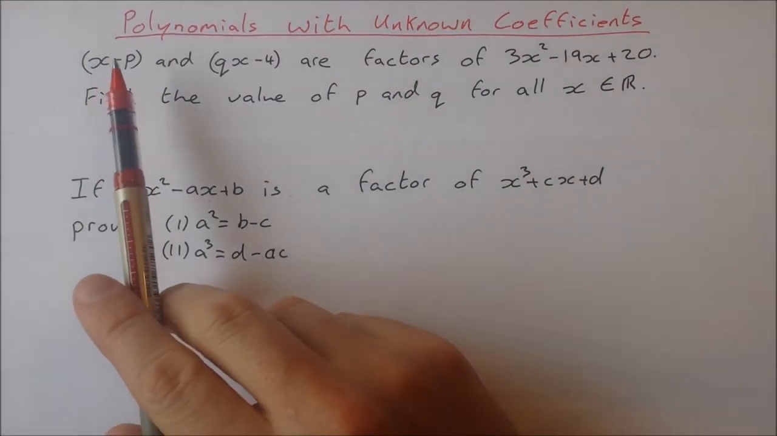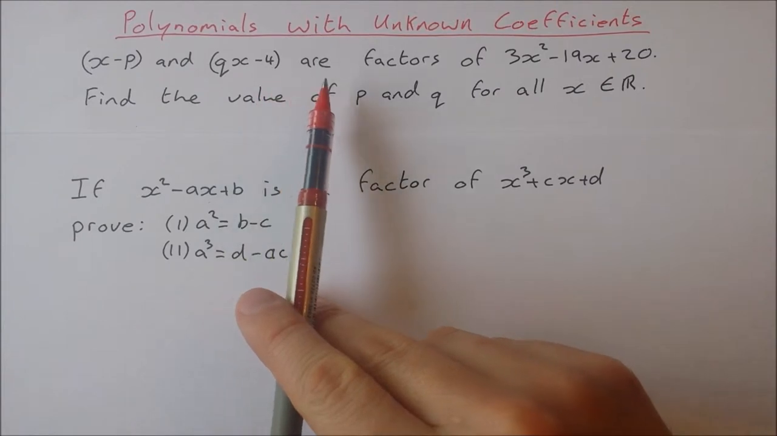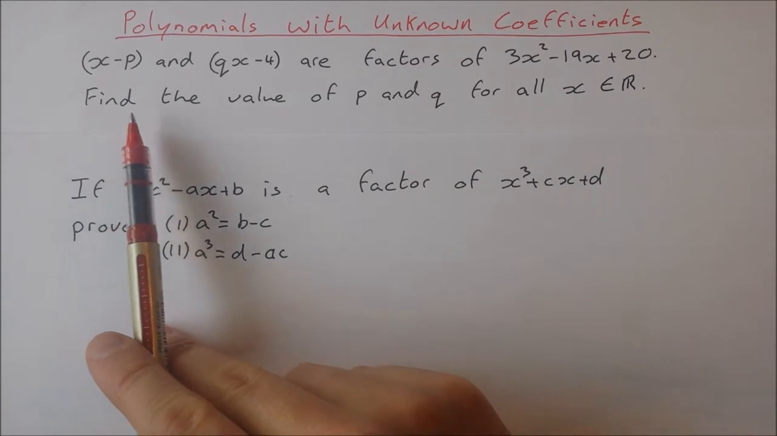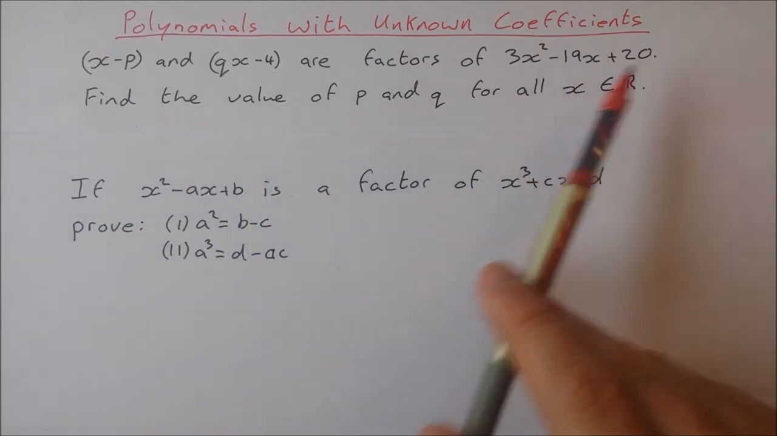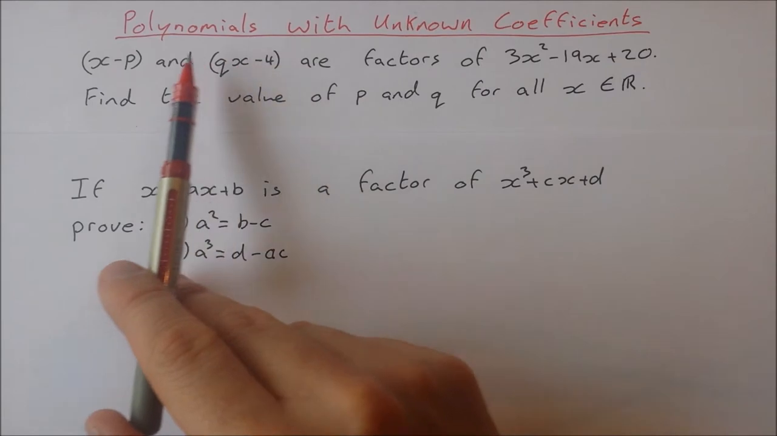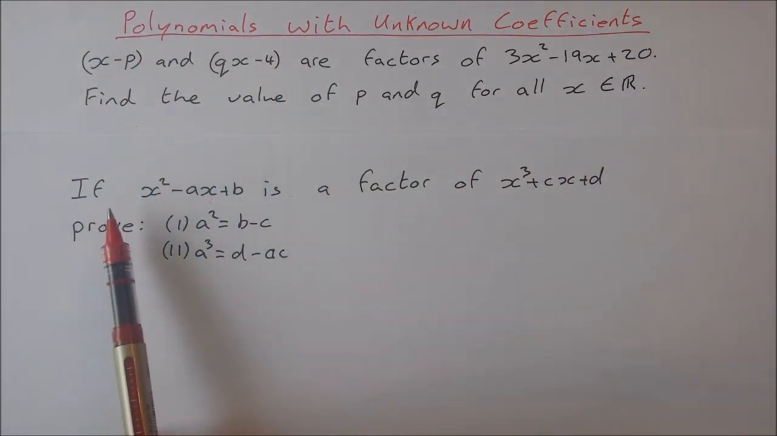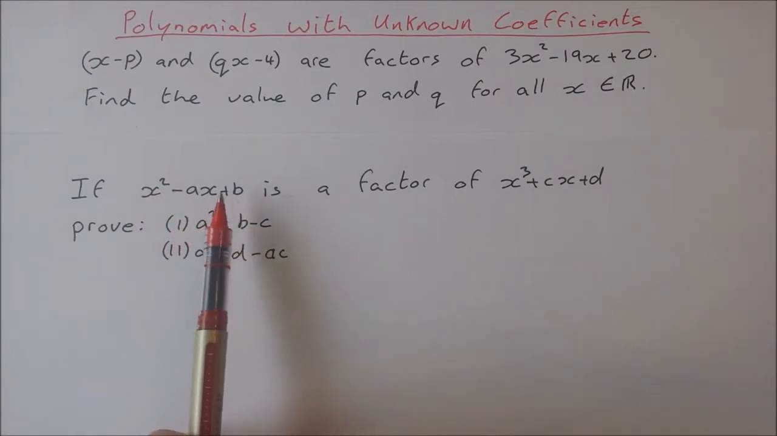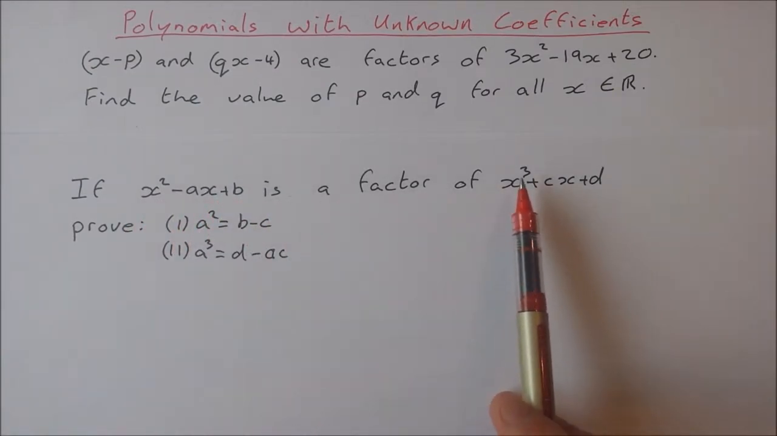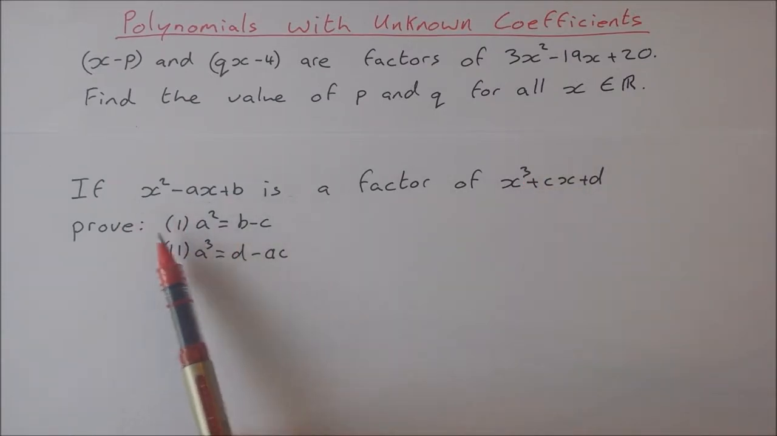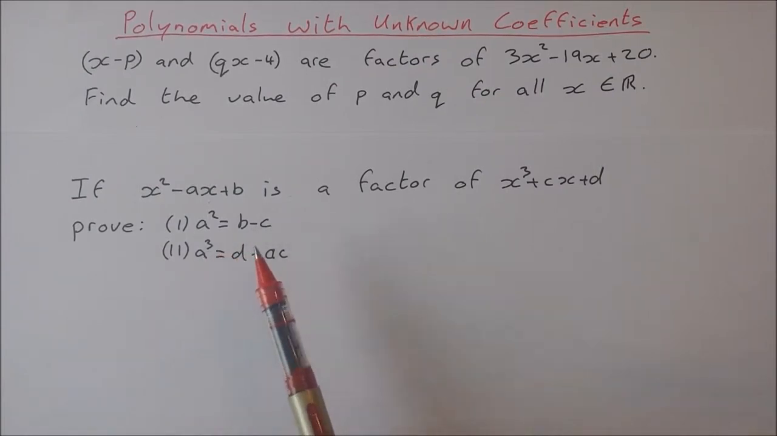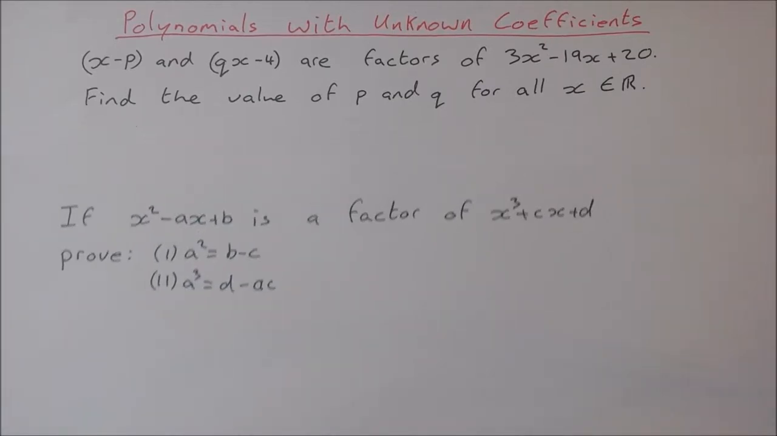The first question: x minus p and qx minus 4 are factors of 3x squared minus 19x plus 20. Find the value of p and the value of q for all x element of R. So basically we have to find out what the factors are. In the second question, if x squared minus ax plus b is a factor of x cubed plus cx plus d, prove a squared equals b minus c and 2a cubed equals d minus ac. So let's take a look at the first one first.